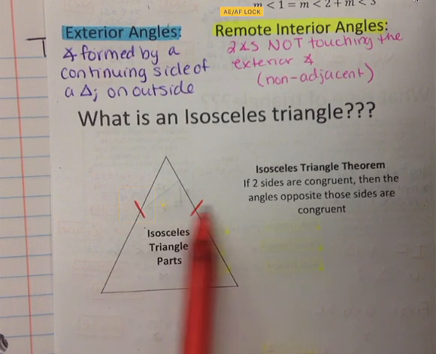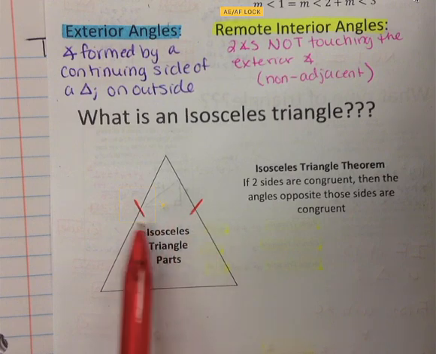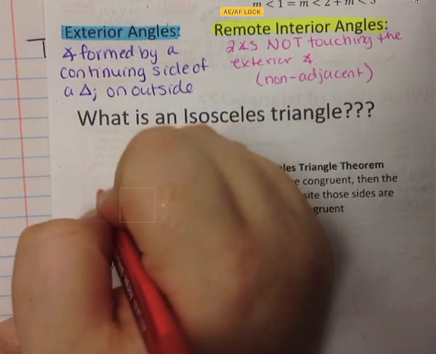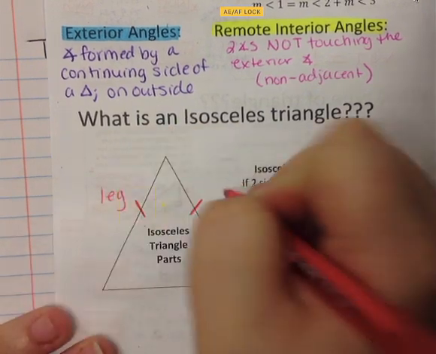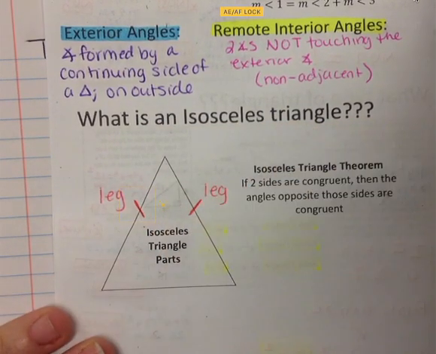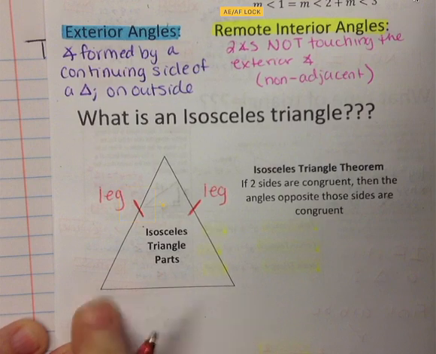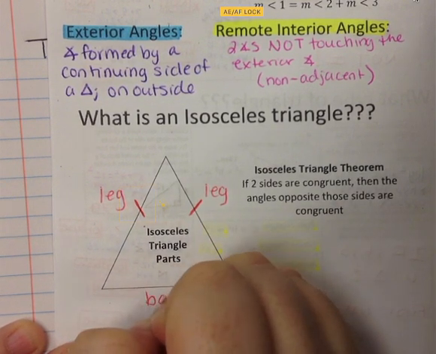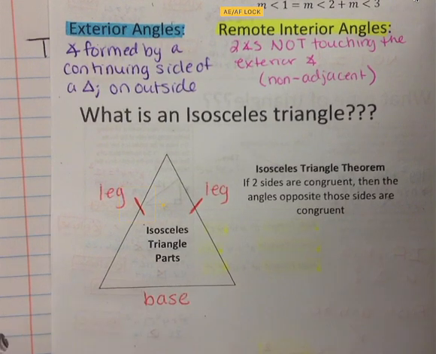On an isosceles triangle, the two congruent parts are considered the legs. These are both considered a leg. The third side, which is not congruent, is considered your base. So these are the sides of an isosceles triangle: we have the two legs and the base.